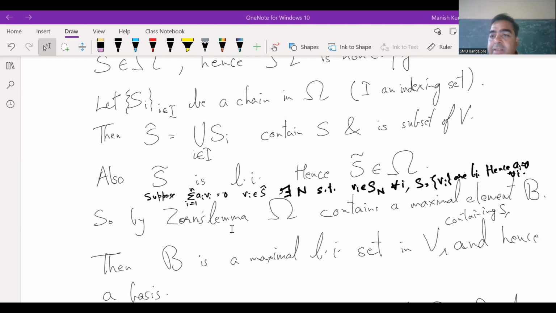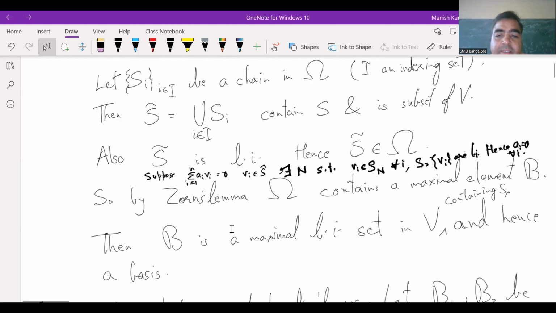There were 4 equivalent definitions: a maximal linearly independent set, or a minimal generating set, or a linearly independent set which generates V. These were some equivalent conditions for something to be a basis. The 4th condition was that every element of V can be written uniquely as a linear combination of elements of the basis. So this is a basis. So that completes our proof.